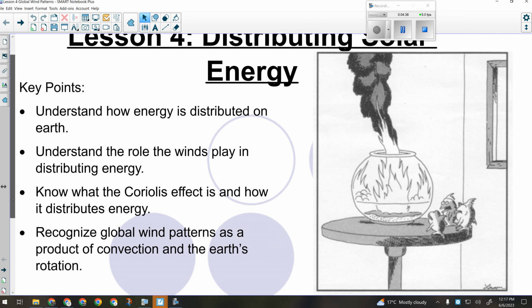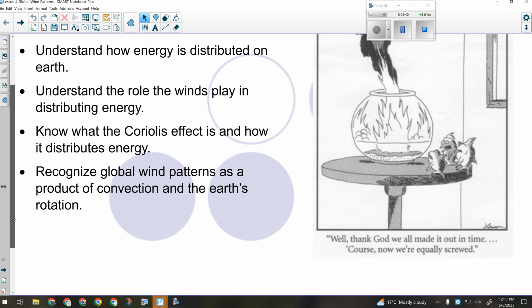And we need to recognize that global wind patterns are a product of convection and the Earth's rotation. If it was just convection, everything would move north and south. All the winds that we ever experience would just be north and south, and that would be it. But they're not. Sometimes they come from the east, sometimes they come from the west. That's the result of the Earth spinning.